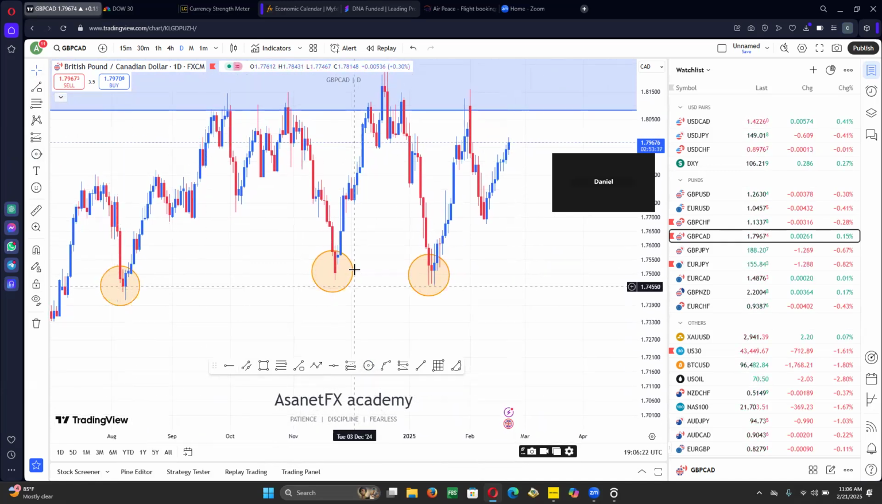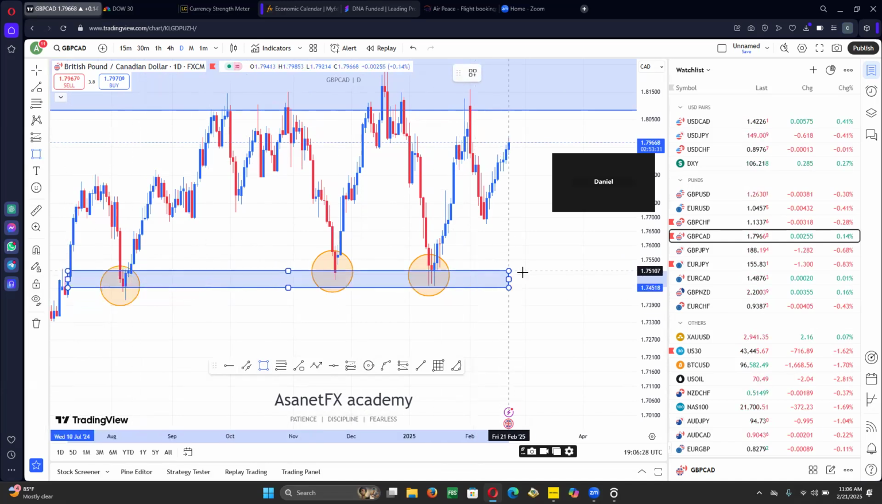So now you can see 1, 2, 3. I'm going to 3 touch. Now I'm using this. I normally use this rectangle tool to draw my support or resistance.